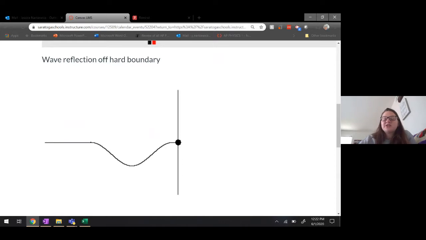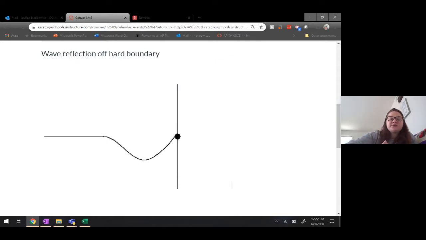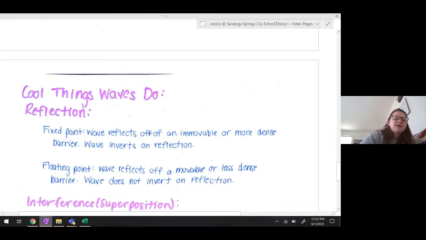The other type of reflection that we can undergo is at a floating point or soft boundary. So in that case, the boundary position, that was a weird way to say it, is able to move along with the wave. And since we're able to move along with the wave, instead of inverting, the wave is just sent back without that inversion. Okay, so nothing really too crazy. We're going to talk about the implications of this reflection a little bit later on when we talk about standing waves.